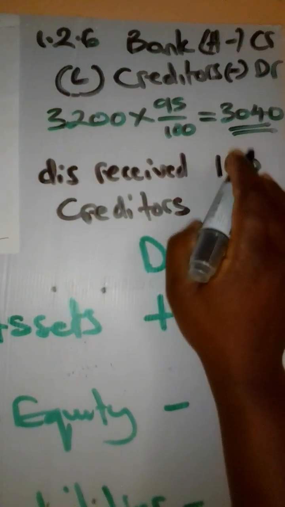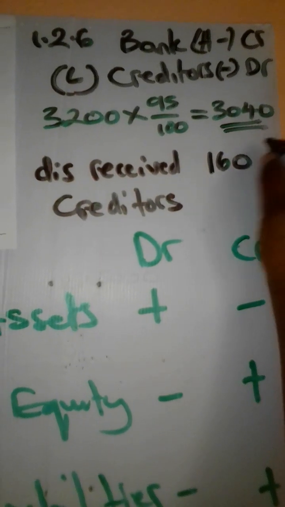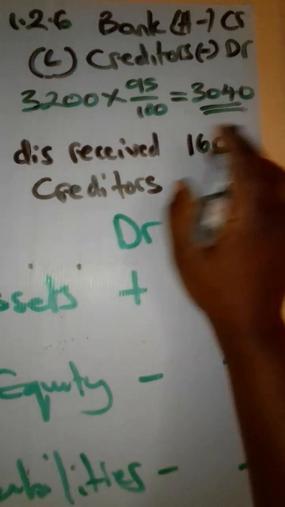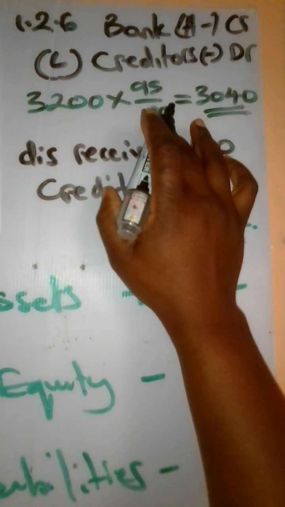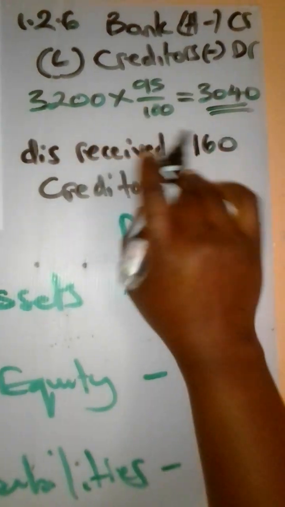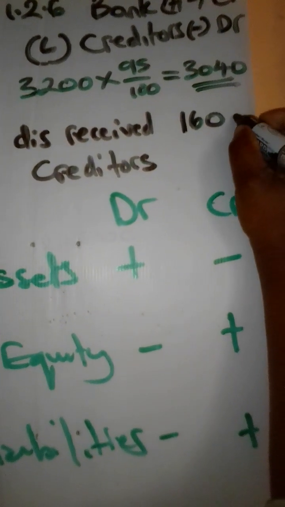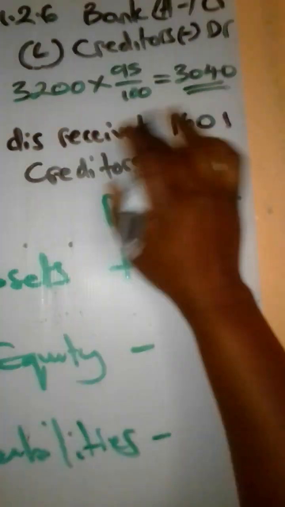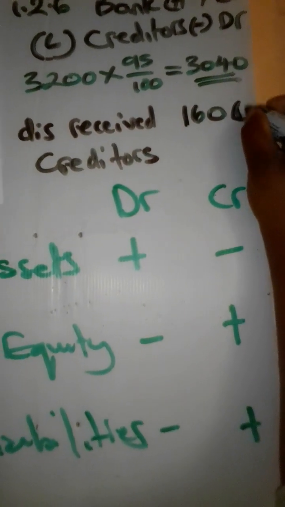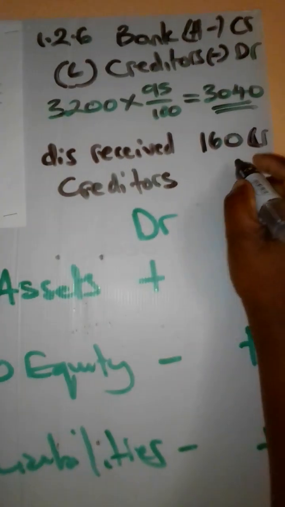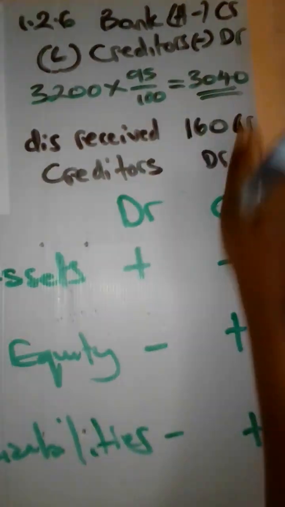Discount received is income, it is owner's equity. What do we do with discount received? It increases owner's equity, so we are going to credit discount received. And then the creditors, we are going to debit them because they are decreasing.